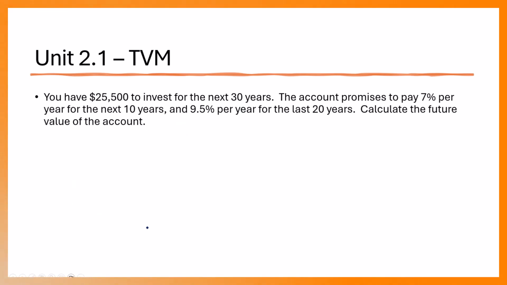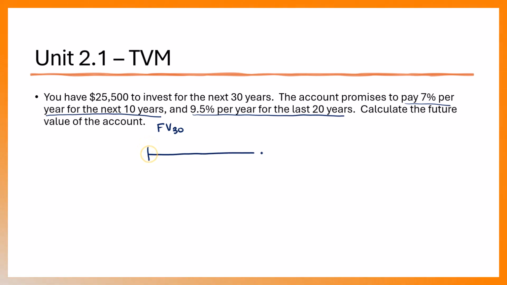Question number 5. You have $25,500 to invest for the next 30 years. The account promises to pay 7% per year for the next 10 years and 9.5% per year for the last 20 years. What is the future value of this account? The question is asking for FV30, but this is a multi-step problem.